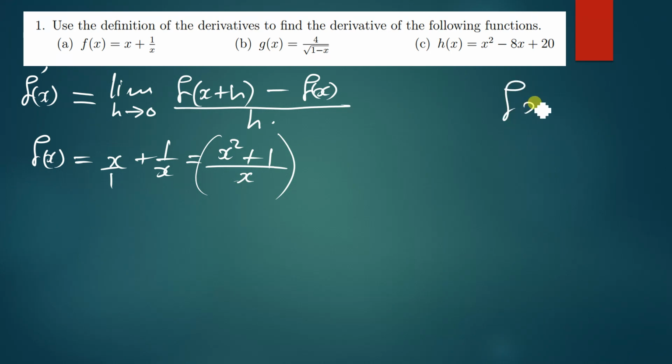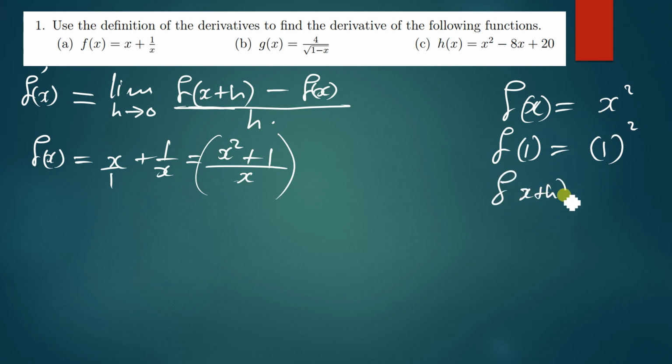If for instance we say f of x is equal to x squared, and I say f of 1, the answer is 1 to the power 2. What I'm trying to explain is this part here. So f of x plus h is simply found by replacing x with x plus h. We put x plus h where there's x, and then we say squared. So that's what that means: where there is x in this function, we're going to put x plus h.